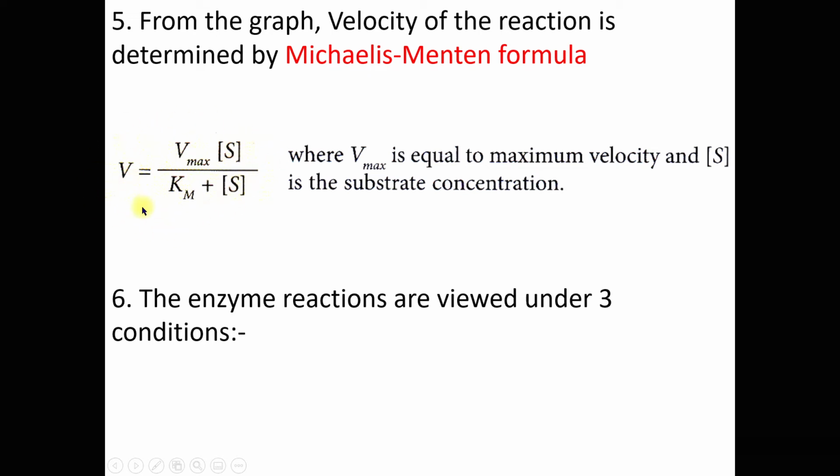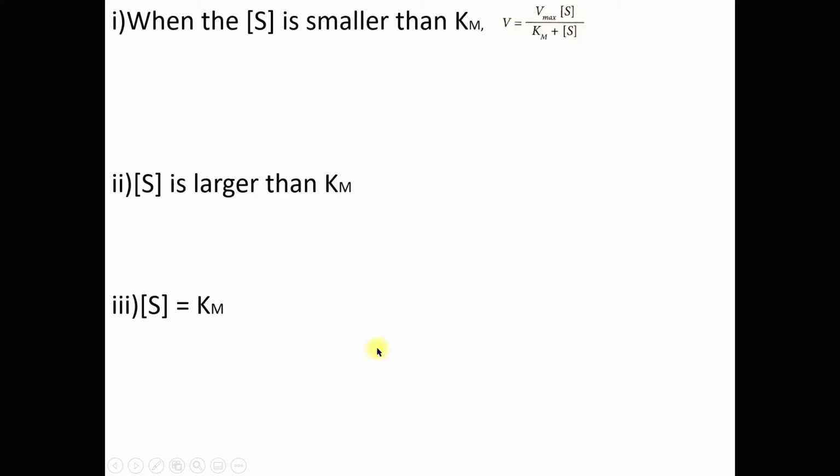Now, enzyme reactions are viewed under 3 conditions. So this is the basic formula. Let's look at the 3 conditions of these enzyme reactions. When the substrate concentration is smaller than the Km, remember this is the Michaelis Menten formula, what happens? The substrate concentration in the denominator is ignored.